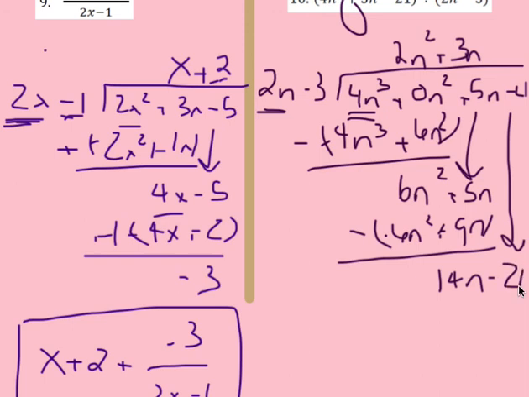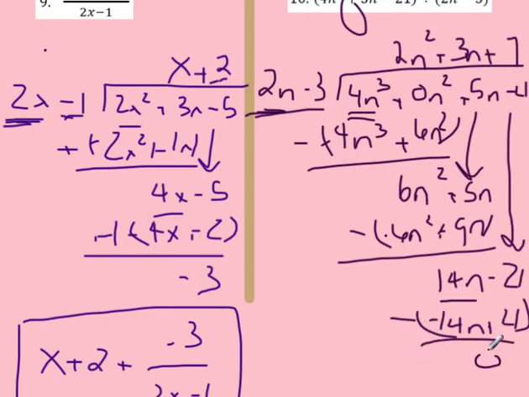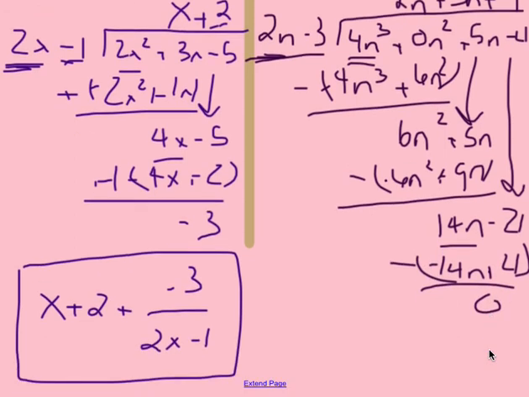So then I need to ask myself, what do I need to multiply 2n by to get 14n? And that's just going to be 7. So I'm going to take each of these and multiply them by 7. So then I end up getting 14n minus 21. Now that's being subtracted off, so I'm going to change the signs of everything, and I end up getting a remainder of 0. So my final answer for that one is 2n squared plus 3n plus 7.